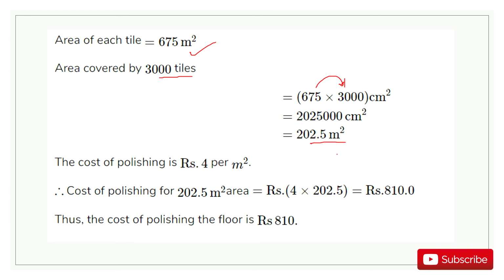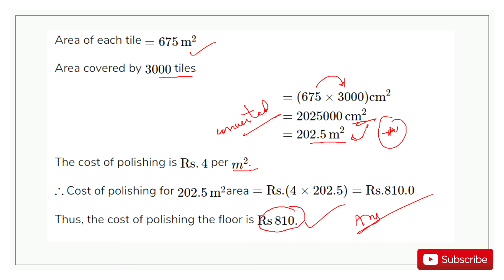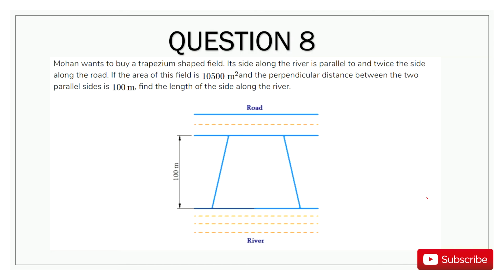So we've got as area covered by, it was in centimeter, we converted into meter. Please make a note. The cost of polishing is given to you is meter square, that's why we have converted. Okay, then 1 meter is given to you, multiplied by 4, and we've got the value as rupees 810. Okay, alright. Then question number 8.